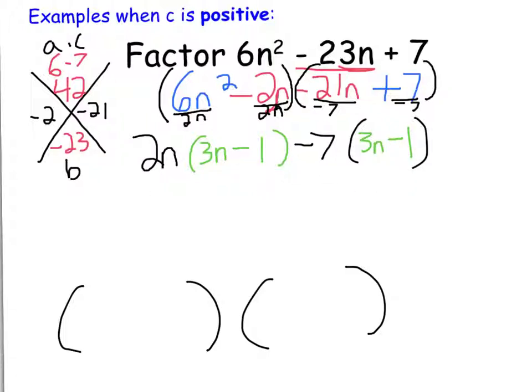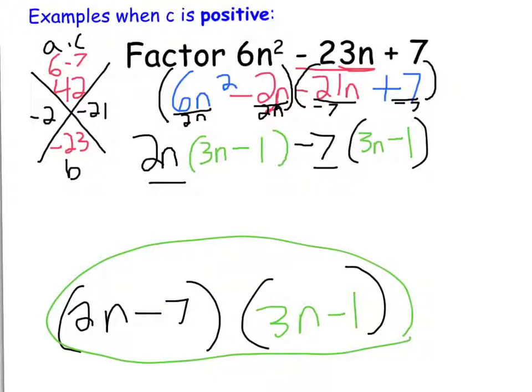Let's take these two, and I'm going to do 2n minus 7, those are the ones written in black, and the ones written in green will be 3n minus 1. Hey, there are my two binomials, and if you multiply those, you will get this.